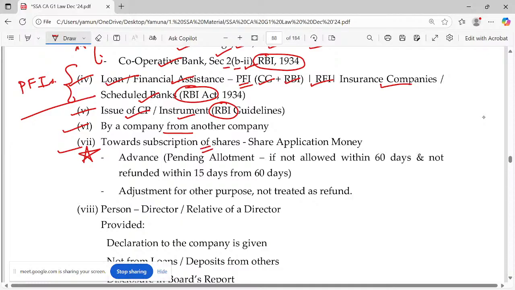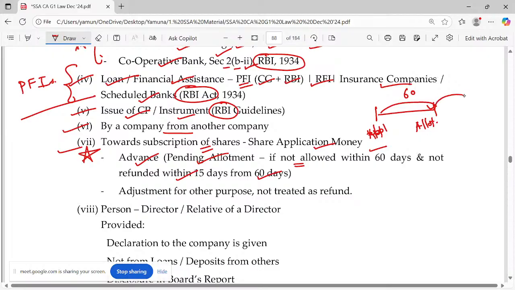Towards subscription of shares, how you know this amount? You'll open an account called share application money. You remember? You'll pass an entry, you might have opened this. So you are receiving any advance relating to the share application money and the allotment is pending, okay, if not allotted within 60 days, and it should be refunded within 15 days from 60 days. You remember? If this is the date of application money, we have discussed in the share capital points. Within 60 days, what do you have to do? You have to go for allotment.